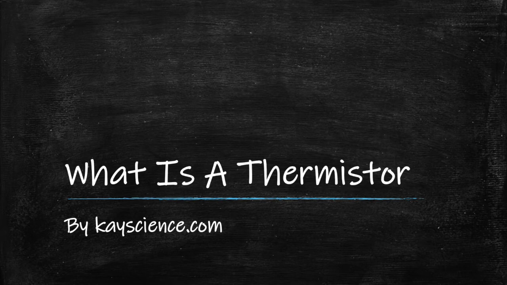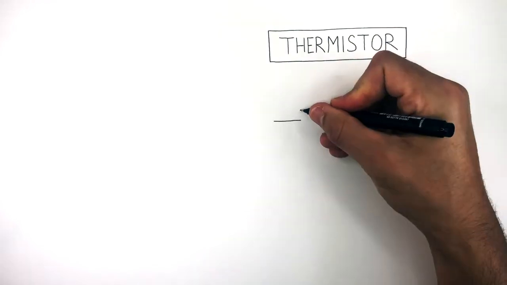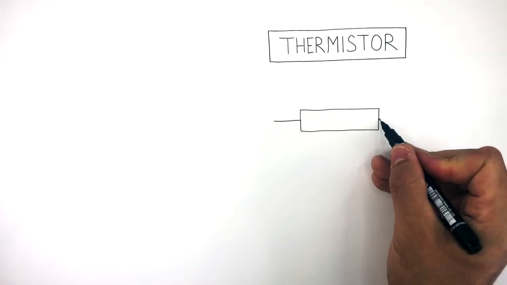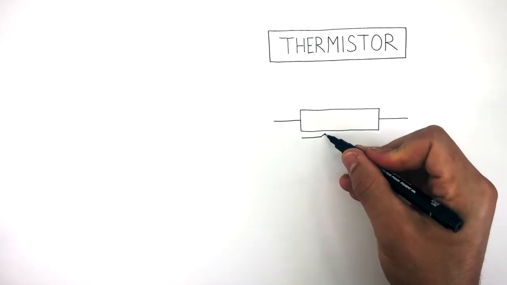What is a thermistor? By KayScience.com. A thermistor has this circuit symbol, a resistor with what looks like a hockey stick going through it.